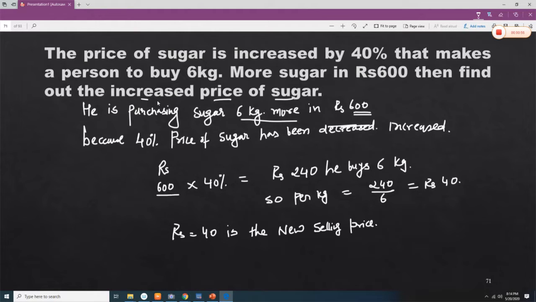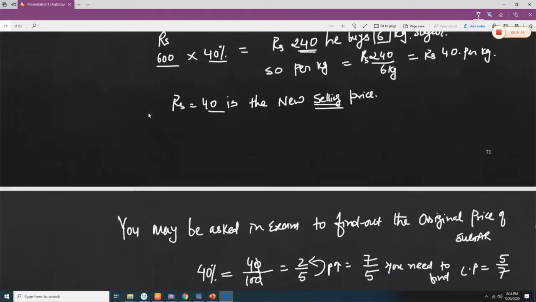So 600 into 40% comes to 240 rupees. In 240 rupees he is purchasing 6 kg of sugar. So per kg it is 240 rupees divided by 6 kg, so rupees 40 per kg. So rupees 40 is the new selling price.